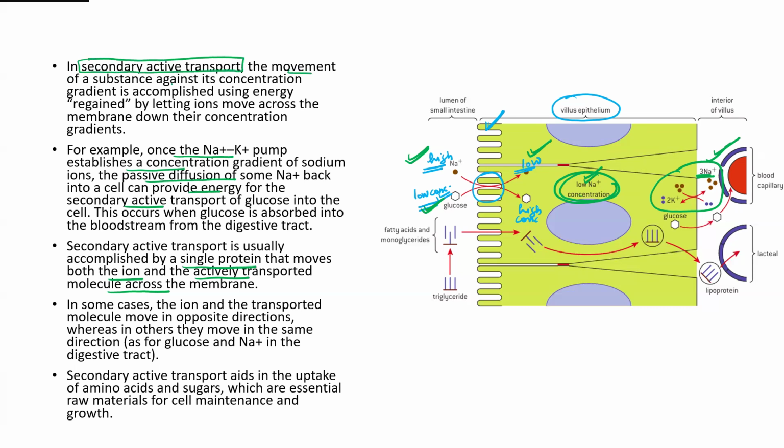The movement of a substance against its concentration gradient is accomplished by using energy, by letting ions move down their concentration gradient. Please understand this line very carefully. Sodium is moving along its gradient, making the glucose move against its gradient. Is it clear? I hope so.